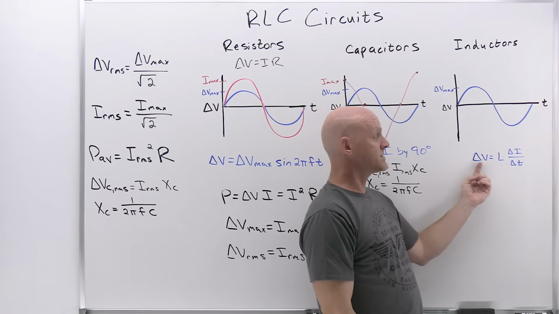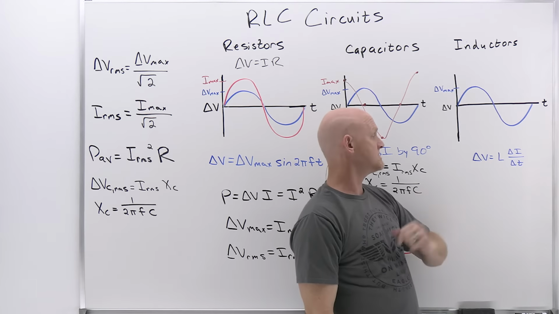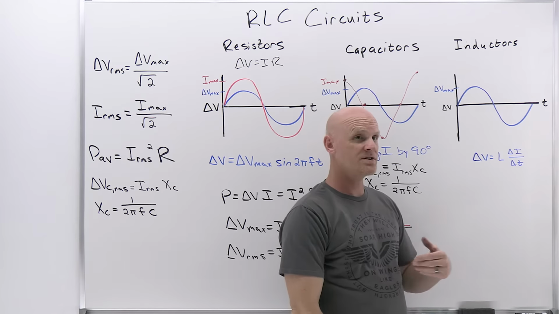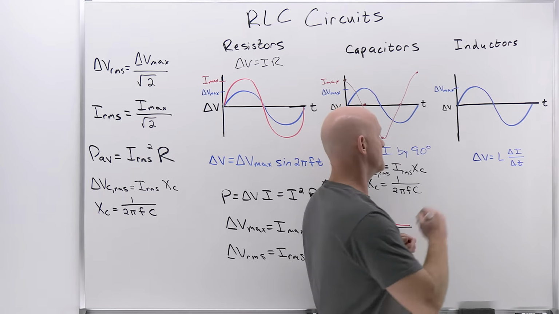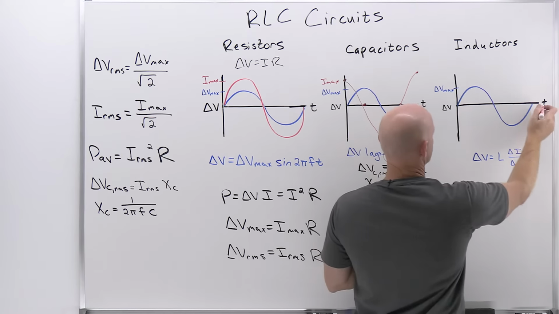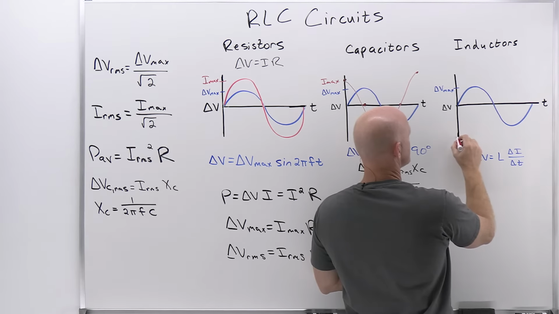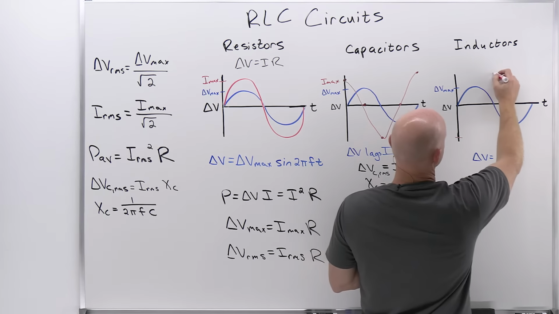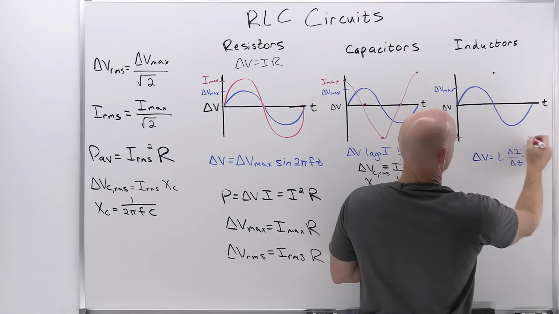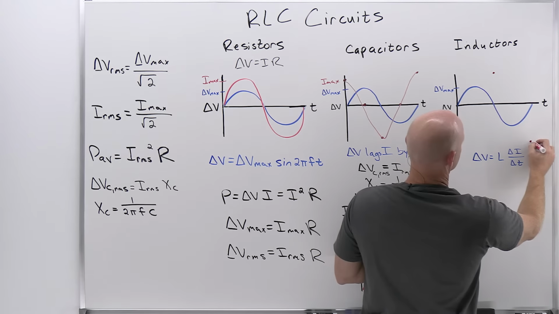And so delta V is going to be 0 when delta I is 0. The change in current is 0 when current is at a maximum. And so delta V is 0 here, here, and here. And it turns out we go from one direction in the polarity, and when delta V is 0, to the other direction in polarity, and then back to this direction in polarity here.